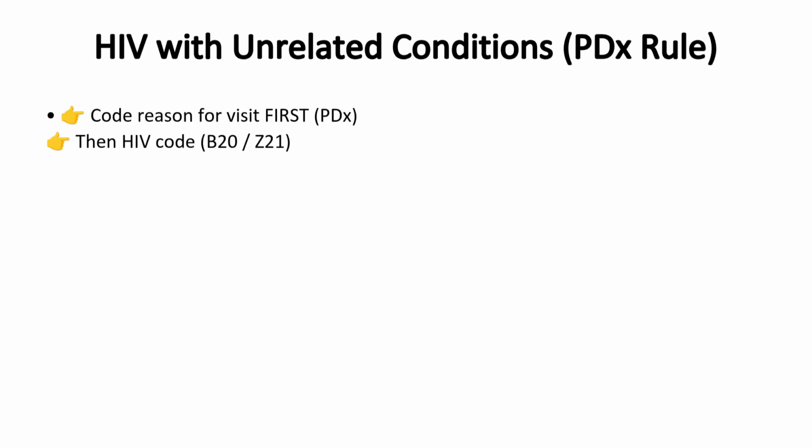Let's understand a very important rule in HIV coding. If a patient with HIV presents to the hospital for a condition that is not related to HIV, such as fracture, injury, burn, or any unrelated condition, we should code that condition as the principal diagnosis. After that, we assign the HIV code as a secondary diagnosis. So remember, when the condition is not related to HIV, reason for visit comes first, not B20.